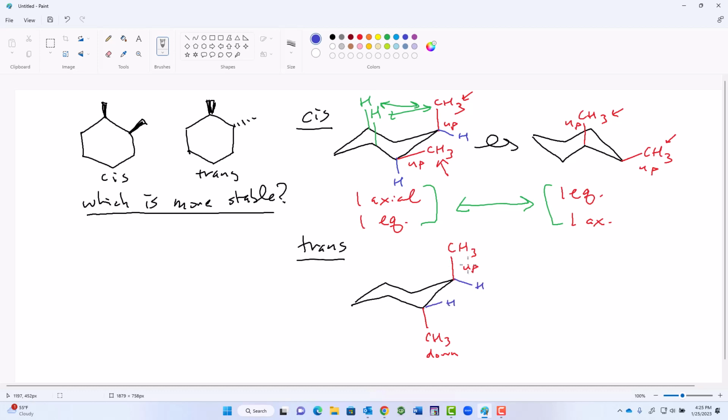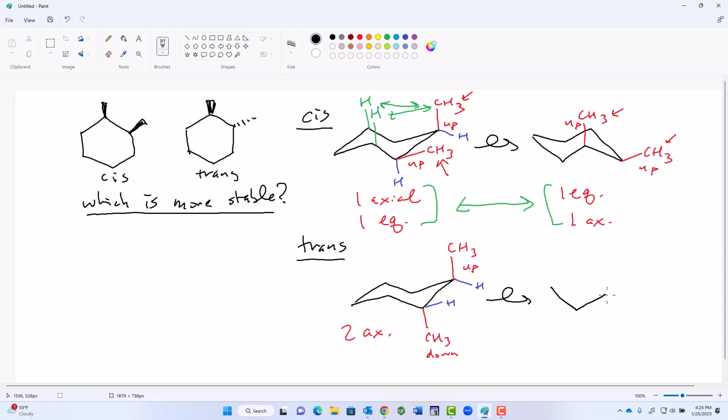In this case, we have the CH3 up relative to the H. In this case, we have the CH3 down relative to the H. So these would be trans to one another. In examining these two positions, we see that we have two axial. Two axial is very unfavorable. You're going to get 1,3 diaxial interactions on both sides of the ring in this case. So this isn't great, but we still have to examine the ring flip.